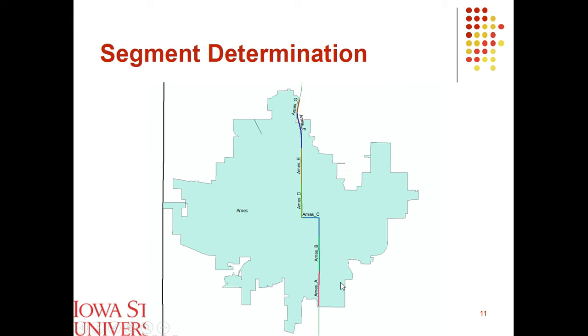Here you can see that I've split US 69 as it runs through Ames into mile-long segments, which I've named A, B, C, D, E, F, and G. Now you can look at G and realize that it's a little bit shorter than F. It's a half mile rather than the full mile.